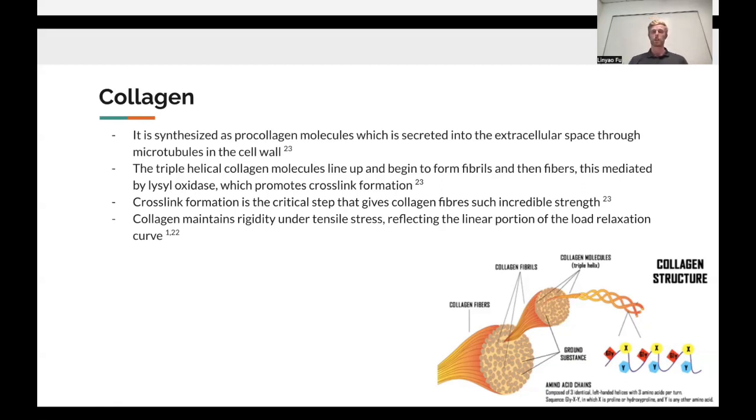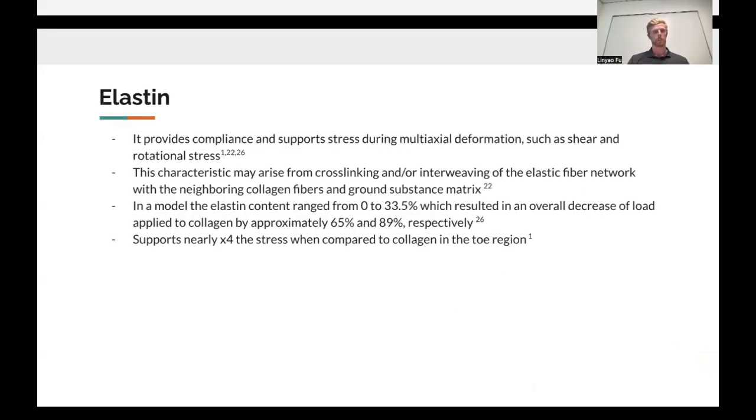This cross-link formation is what gives the collagen its incredible strength, especially to maintain its rigidity during tensile load. Going on to elastin. Elastin will give compliance and support during multi-axial deformation, such as shear and rotational forces. This characteristic is primarily from the cross-linking or interweaving of the elastin network amongst the collagen, as well as the ground substance of the ligament.